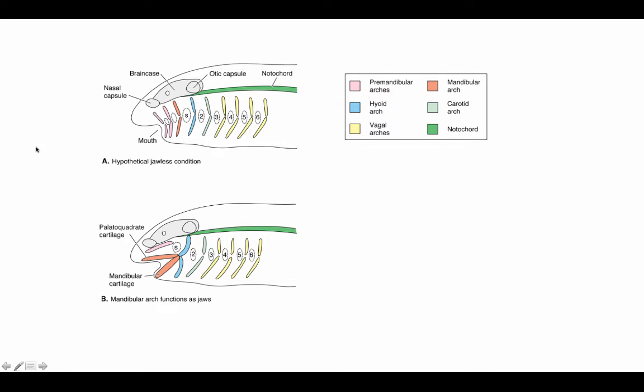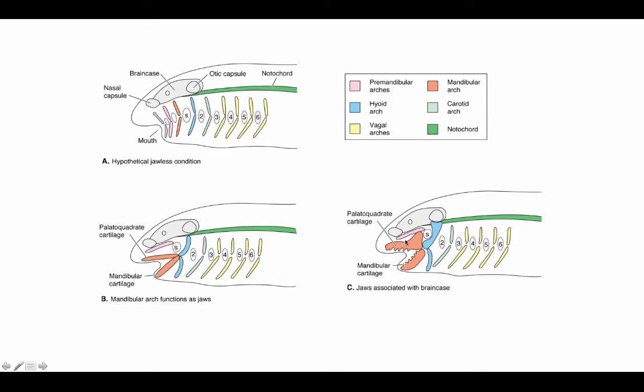So when we go to the early jawed condition, now we see, in this case, it's showing these premandibular arches incorporated into the base of the neurocranium or the chondrocranium. These mandibular arches joining at the front to form the jaws. The upper part of it, in its cartilage form, is known as the palatoquadrate cartilage. The lower jaw, in the cartilage form, is known either as the mandibular cartilage or also as Meckel's cartilage. And again, we've got the hyoid arch and the carotid arch, and then the vagal arches behind.